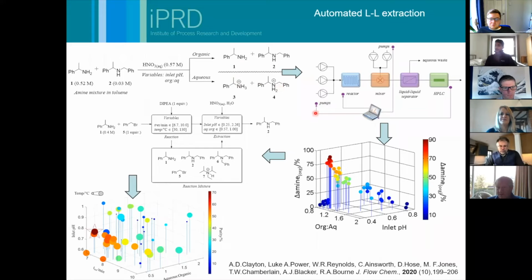So what we did was we used an automated optimization system that uses the extraction data by measuring the concentrations by an online HPLC, and then using the computer to change the pump rates, can vary the acid concentration going in, and then automatically work out what is the best amount of acid to extract the most of the amine product without the impurity in there.